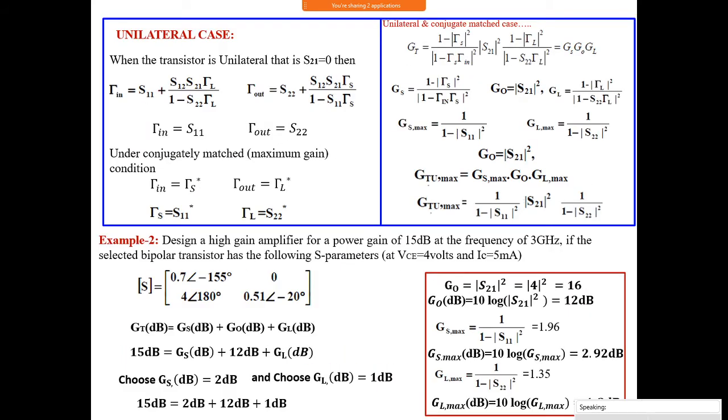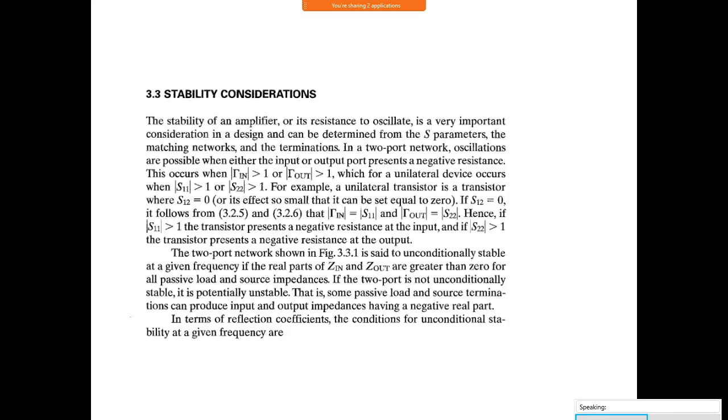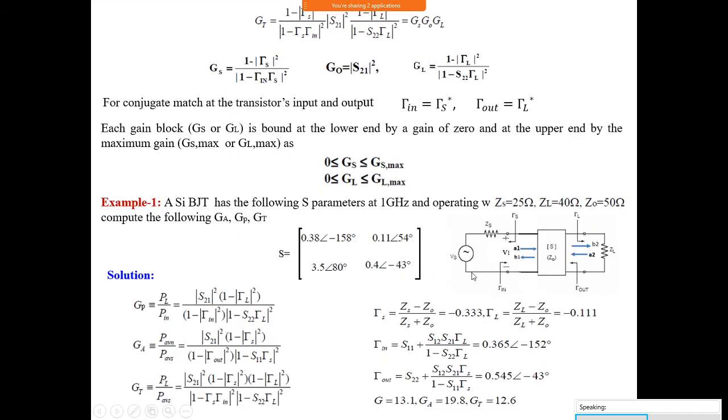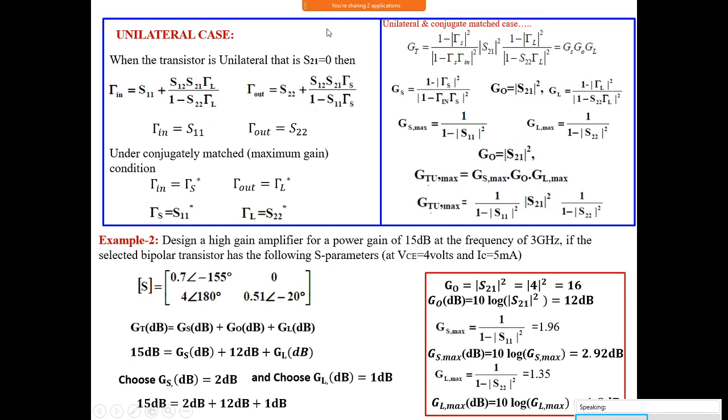GS and GL maximum. Okay, so that we will see. It is bounded by maximum values, GS maximum and GL maximum. How to get this GS maximum and GL maximum we will see. So for that we will see here. Unilateral case, maximum values of GS and GL. How to get the maximum values of GS and GL. See, we're assuming the transistor is unilateral.